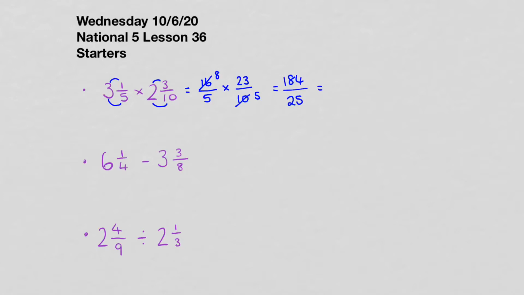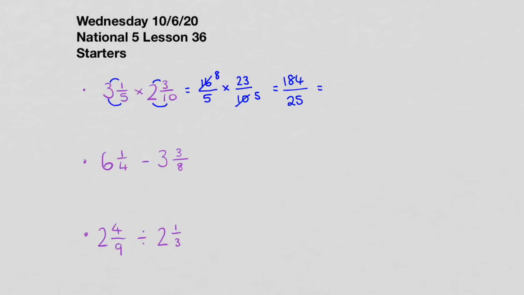And the only times table you'll find 25 in is the 1, the 5 and the 25. And so looking at 184, 5 doesn't go into that, and neither does 25. So there's no simplifying to be done. But we could write this as a mixed number.